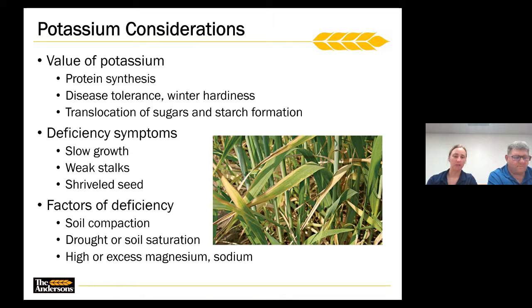When it comes to deficiencies, we're going to experience some slow growth, weaker stalks, and shriveled seeds. And when it comes to factors of deficiency, if you experience drought or soil saturation, too much magnesium or sodium, or soil compaction, you are going to have a decreased availability of potassium.